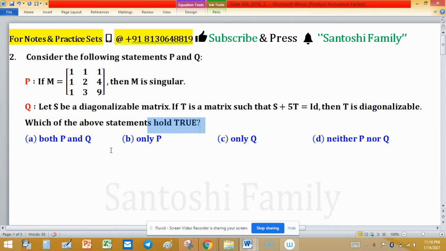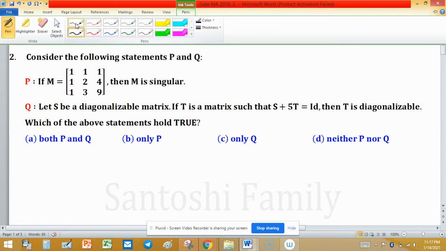We have to find whether statements P or Q, or both, are true or false. Statement P is very simple. If M is equal to this, then we need to tell about the singularity of this matrix. Singularity can be checked by either rank or determinant. Because this is 3 by 3, a lower size matrix, finding the determinant is easier than finding the rank. If it were a higher size, we should approach by rank. So I'm going to use determinant.